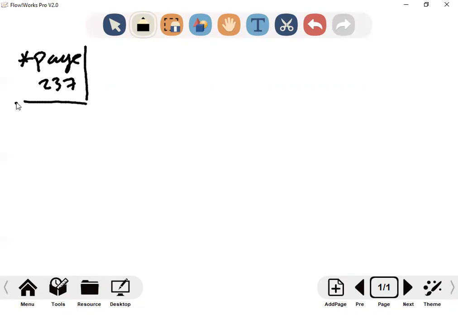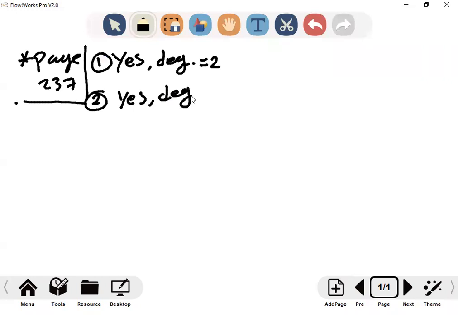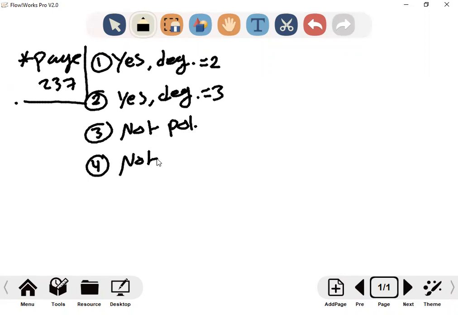Question one, determine whether each expression is a polynomial. If it is a polynomial, state the degree of the polynomial. Question one, yes, it is a polynomial and the degree is 2. Question two, it is a polynomial, yes, the degree is 3. Question 3, not polynomial. Question 4, not polynomial.